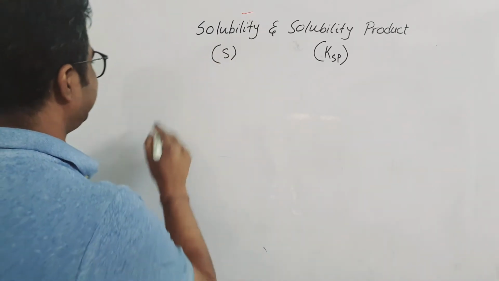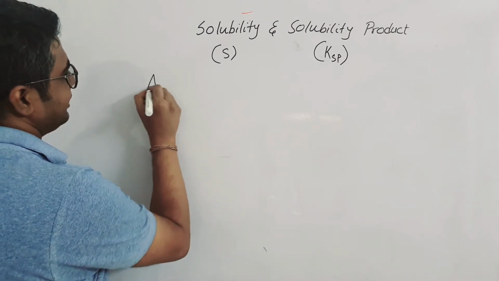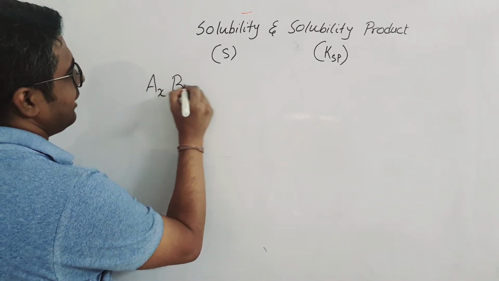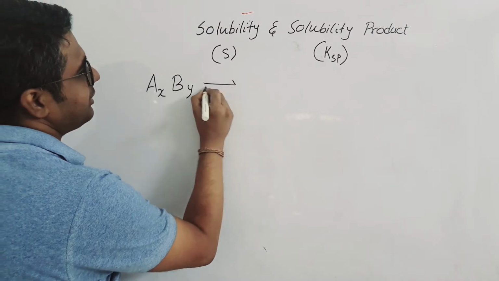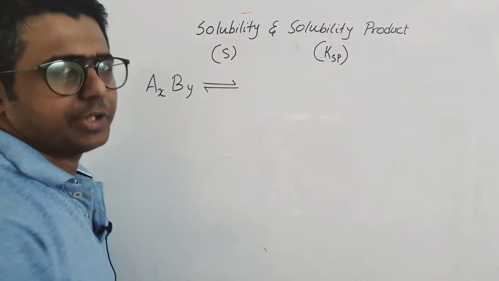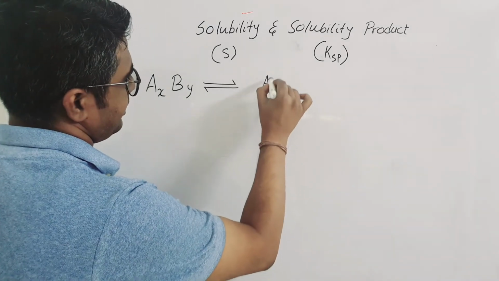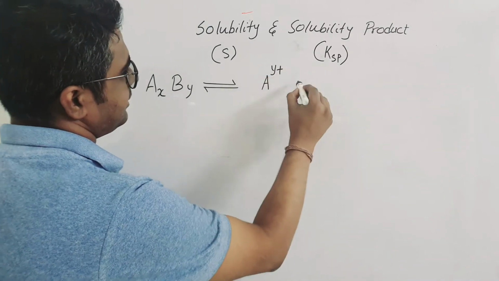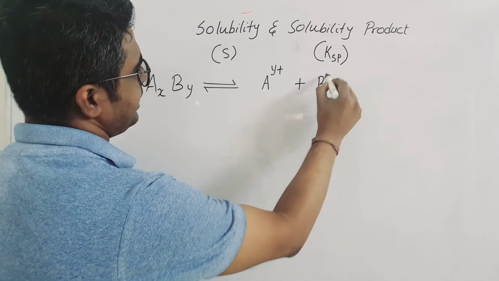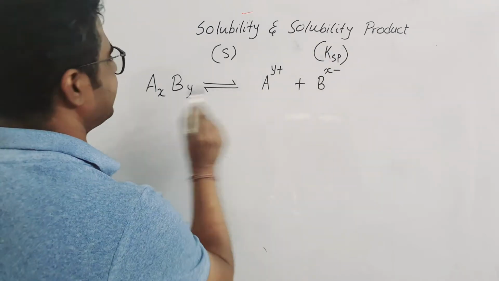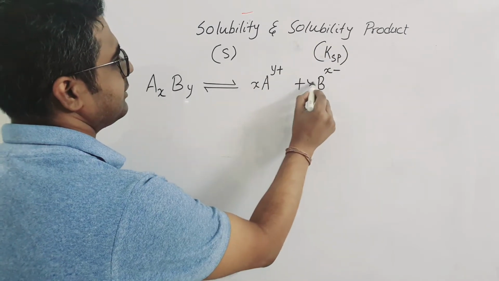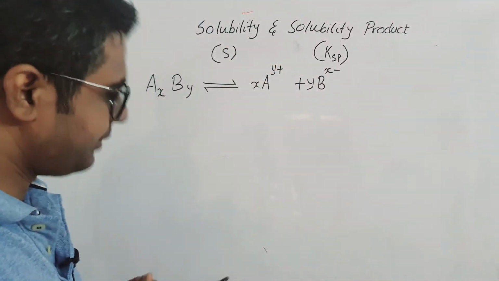Which salt will we consider? That AxBy one. AxBy. Now by now you should be able to find out the dissociation products of it. So what will we write? A y plus, B x minus. Then I will balance x and y. Okay?